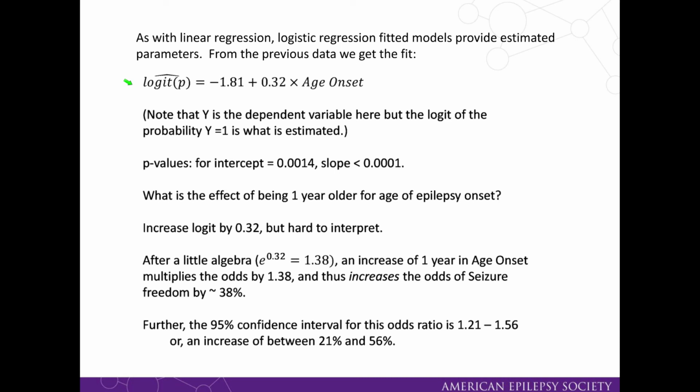Further, the 95% confidence interval for this odds ratio is 1.21 to 1.56, almost halfway in between. It's not quite like it was in linear regression. So that is an increase of between 21 and 56%. That is the odds ratio, which is something you're going to see a lot of when you do logistic regression, and we do a lot of these here. And so that's logistic regression.